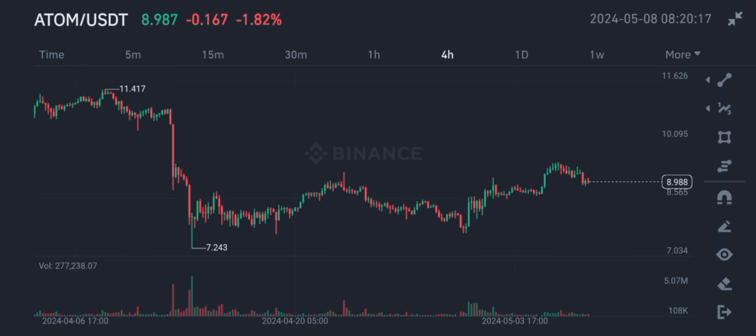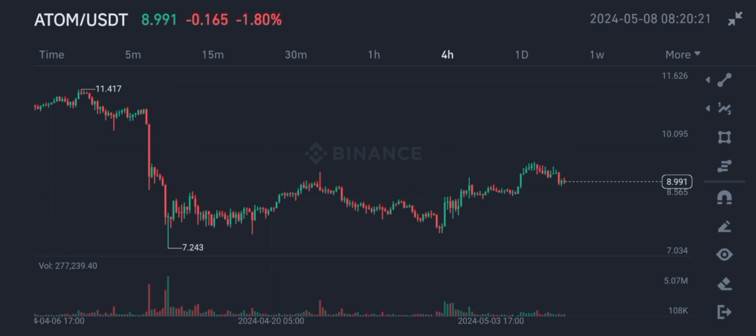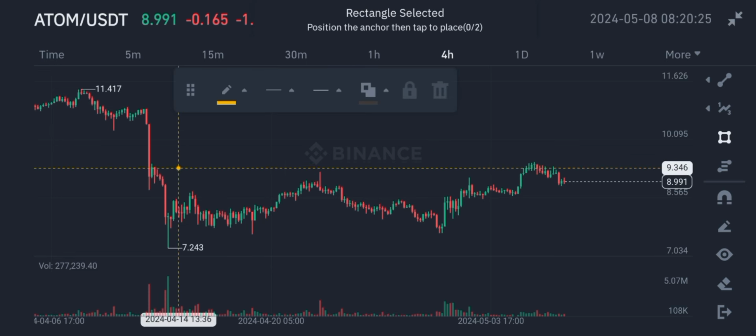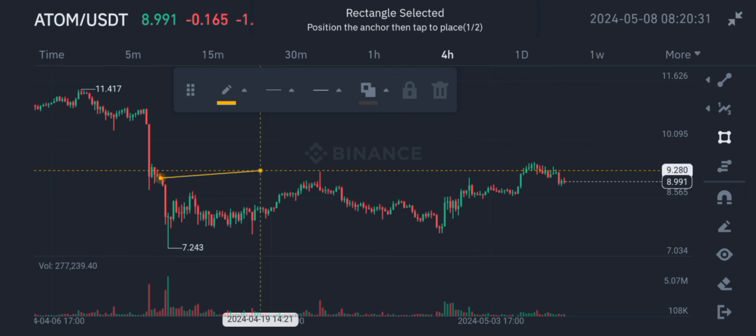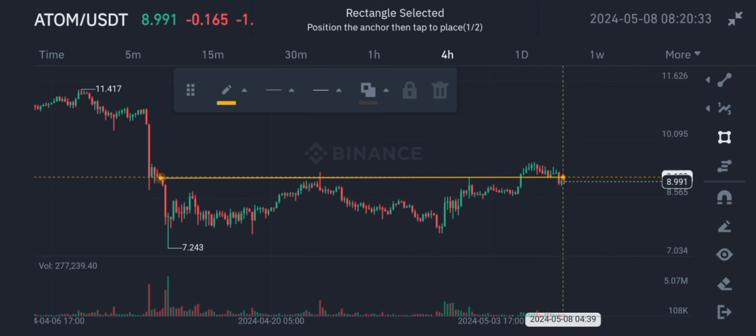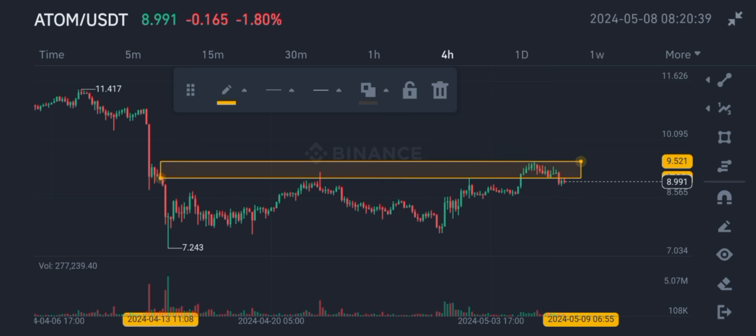All right, so first things first, we're on the 4 hour time frame. We want to identify where we have a range. So our range is looking something like this. This is what our range is looking like.